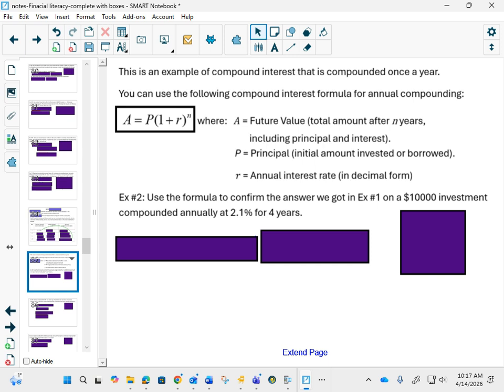So the question is, if you're given a formula, can you plug things into the formula? Can you type them into your calculator? So what do we know? We know that our principal is 10,000. We know our interest rate as a decimal, we can change it, and the n in this case, n years, is 4 years. Could we plug everything in? Absolutely.